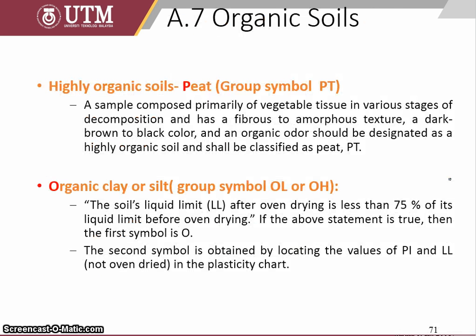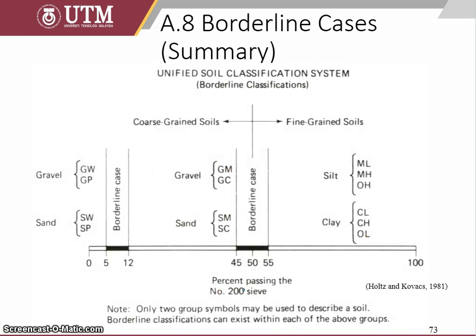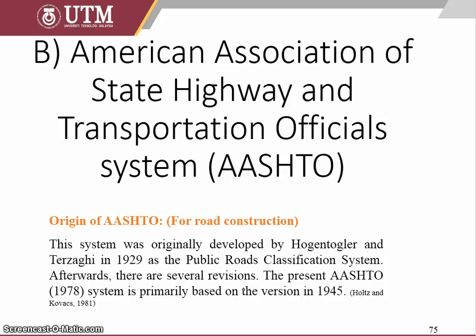Okay, bear in mind that for organic soil, we can also classify using the USCS, and we also have borderline cases, with a dual symbol for 5 to 12% fines. So we have SC-SM like this one. Okay, I think we stop here first. Later we can do some more discussion and jump to the AASHTO classification system.